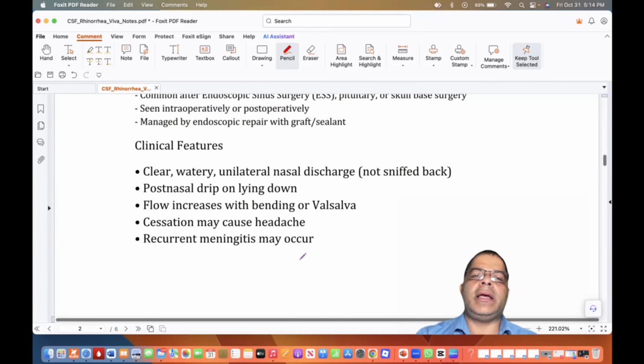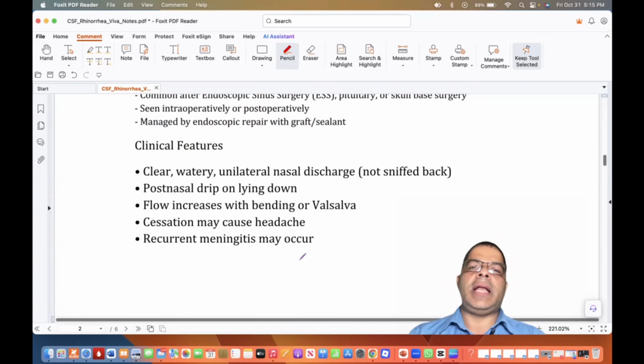Clinical feature wise, there is clear watery nasal discharge from the unilateral side. You have to think of that and see the patient. This is not sniffable back. If there is only mucus secretion, it comes down and goes up, like that. But in case of CSF leak, it is watery, and the patient will not be able to sniff back.